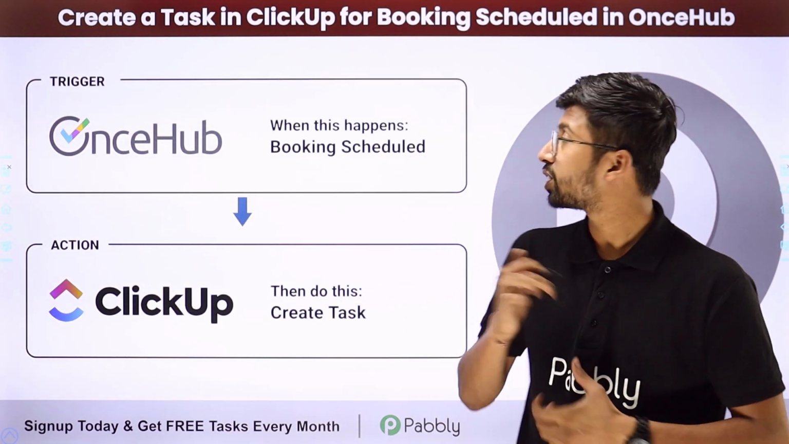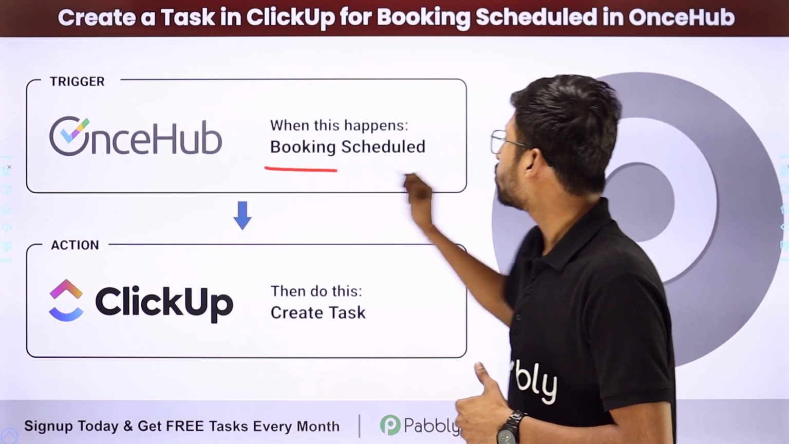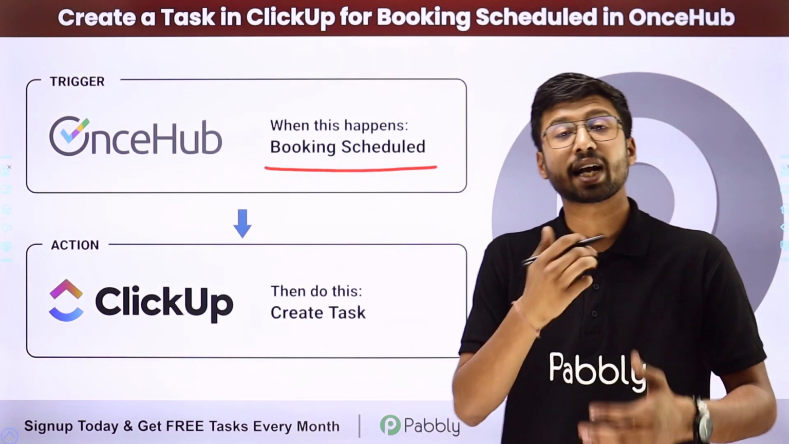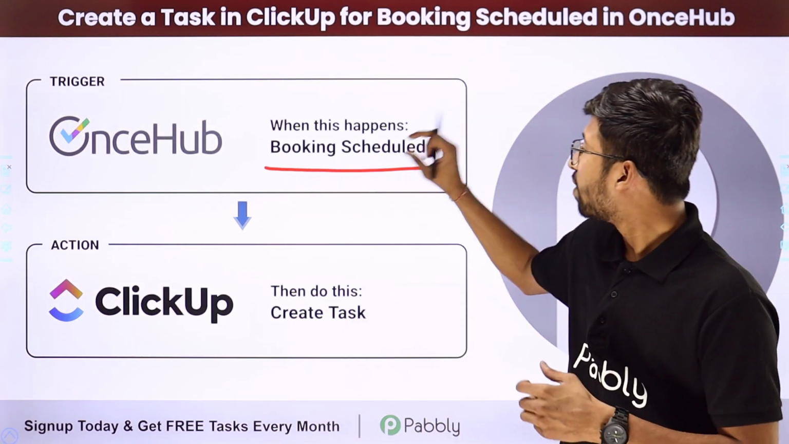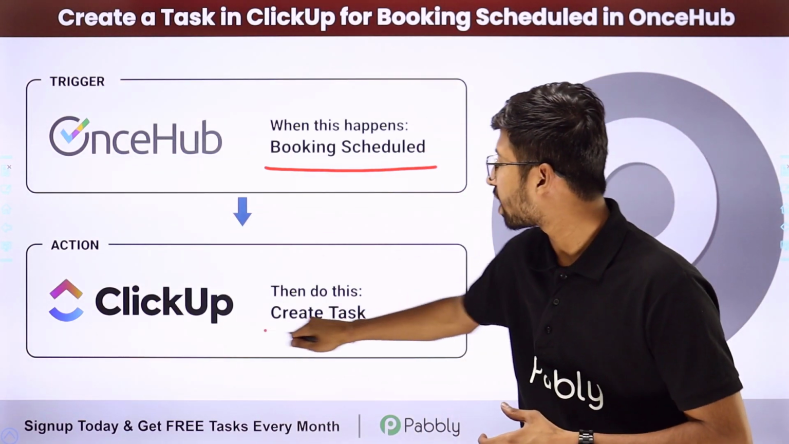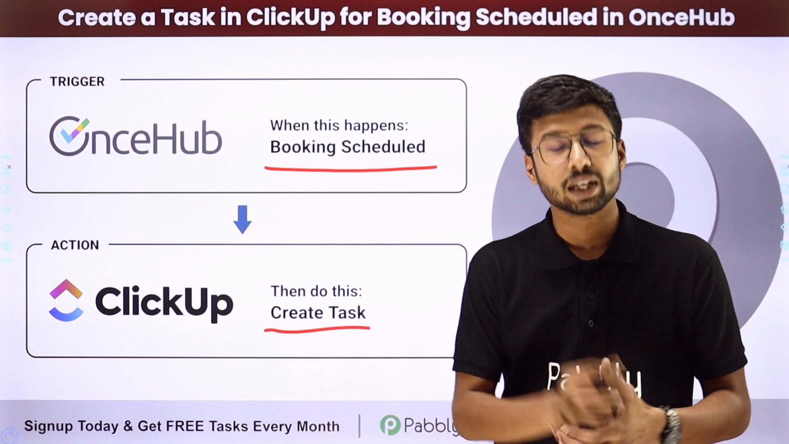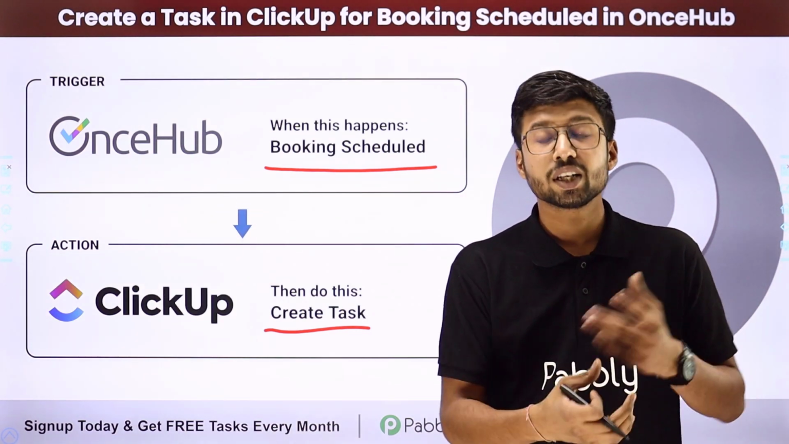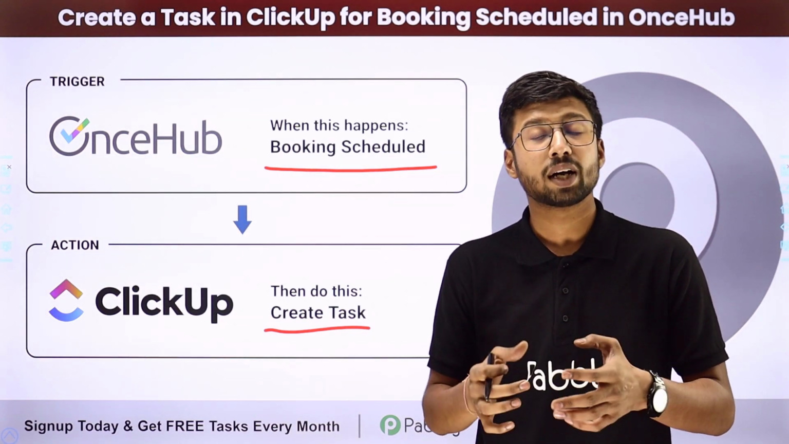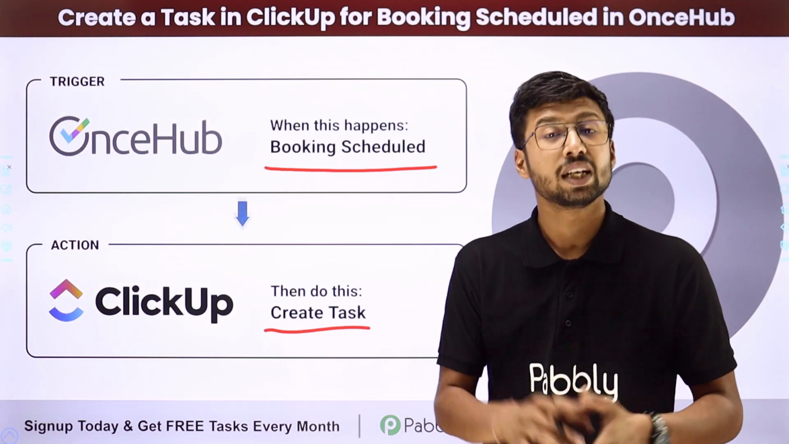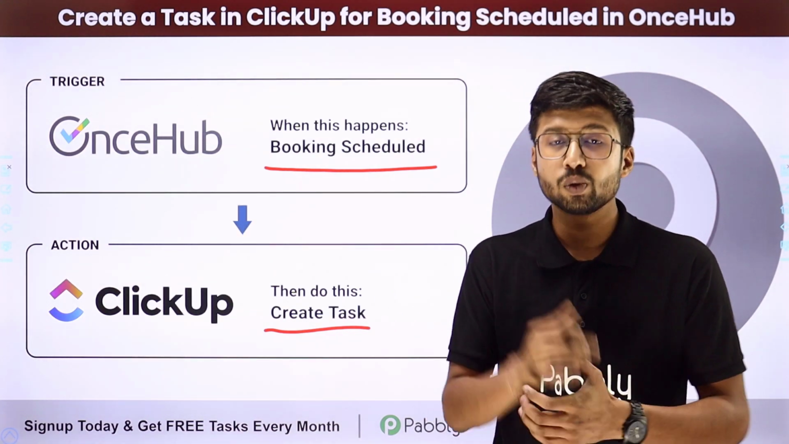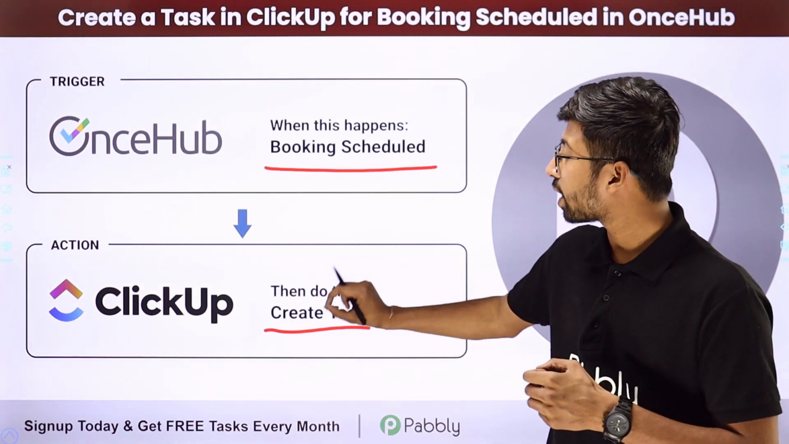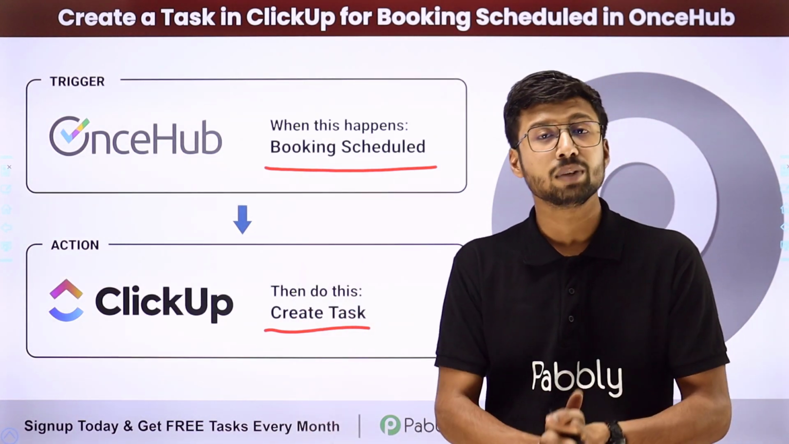So using this automation, whenever we receive a new booking scheduled by our clients and customers on our OnceHub page, automatically we are going to create a task in ClickUp with the same details of this booking. While making the booking, the user is going to enter their name, email address, mobile number, some notes and some other details. And then for whatever date and time the user books an appointment with you, for the same time duration, a new task will be created in ClickUp with the same details.